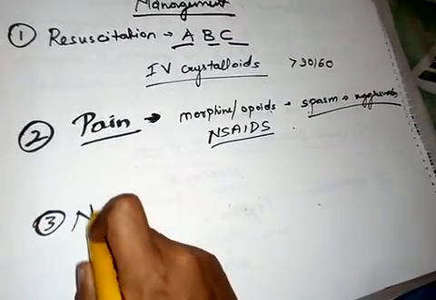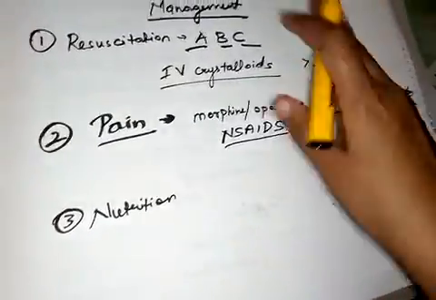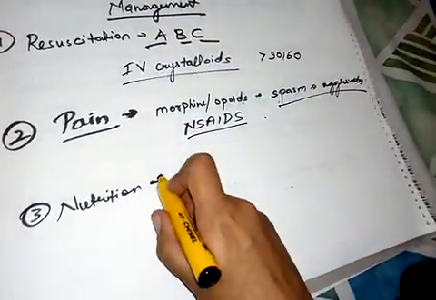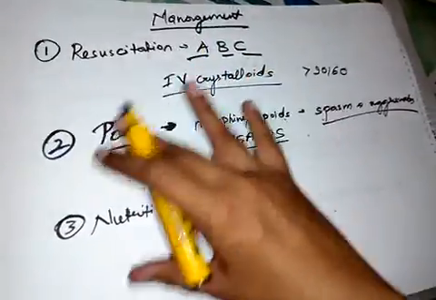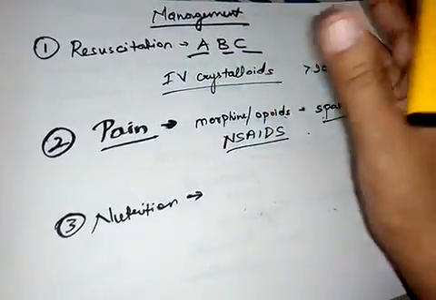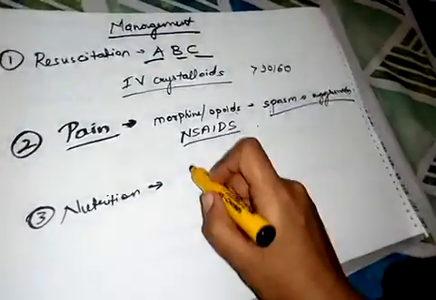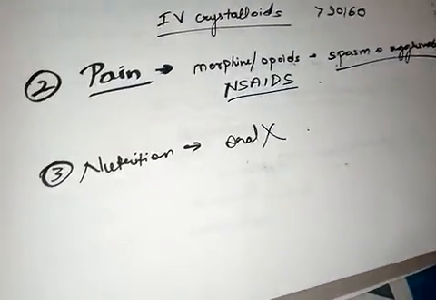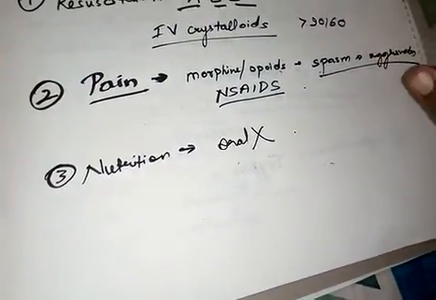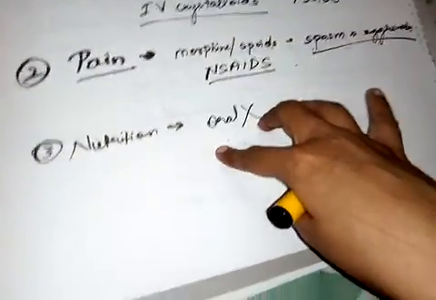Then the other thing is nutrition. After we have resuscitated the patient, vitals are okay and the pain is relieved, then we go on to how to provide nutrition. See, in acute pancreatitis there is acute inflammation and therefore the intestine is in ileus. So we cannot allow oral feeding to patients. So oral feeding is banned, okay. Not banned is not the right word, it's withdrawn. The patient is not allowed to take anything per oral.